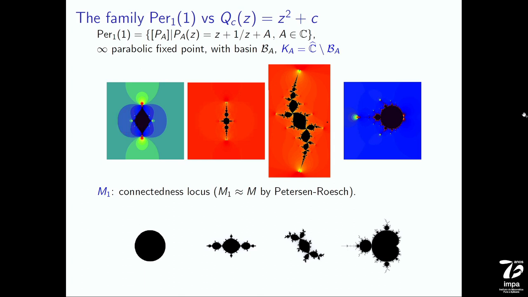And again, we can define the connectedness locus of the family. In this case, it's called the parabolic Mandelbrot set, and it's this guy. And Carsten Petersen and Pascale Roesch just proved that the parabolic Mandelbrot set is homeomorphic to the Mandelbrot set.